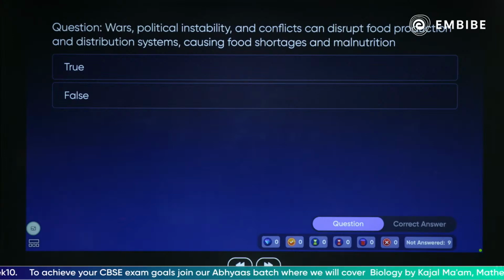चलो अब फटाफट से इसी बात पे इस क्वेश्चन का कर देंगे आंसर. क्वेश्चन कह रहा है wars, political instability and conflicts can disrupt food production and distribution systems, causing food shortages and malnutrition in the people. Is this statement true or is this statement false?